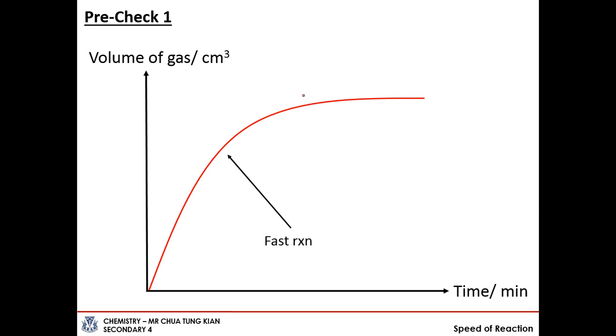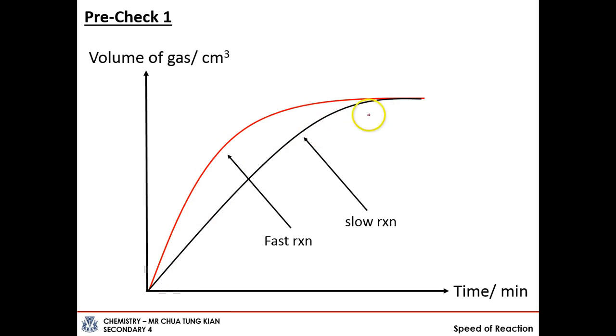What about the slow reaction? The slow reaction would be below. Make sure you draw the graph below the fast reaction. But take note, at the top of it, the plateau must meet. They must meet because this is the same reaction taking place. It's just fast or slow. So why can the reaction be fast or slow even though you are using the same reactants? Later on in this topic, we will cover a little bit more on the 4 factors which affect the rate of a reaction.